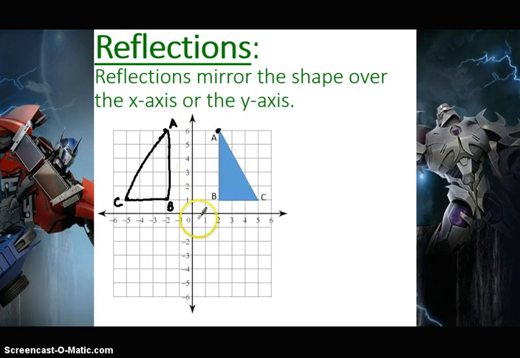If you wanted to flip it over the x-axis, you would do the same thing, just over the x-axis, which is the horizontal line. If you look at B, it's 1 away from the x-axis, so on this side it'll be 1 away. C is 1 away, so it will be 1 away here. A is 6 away, so it will be 6 away here, and you can see the mirror image.